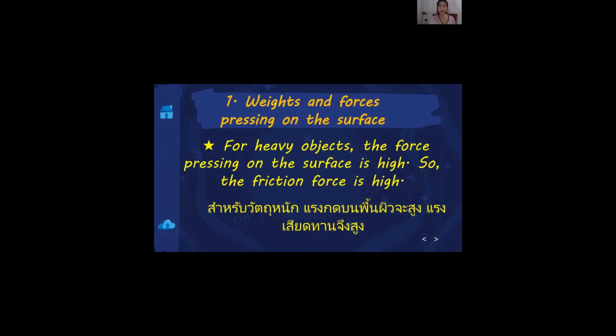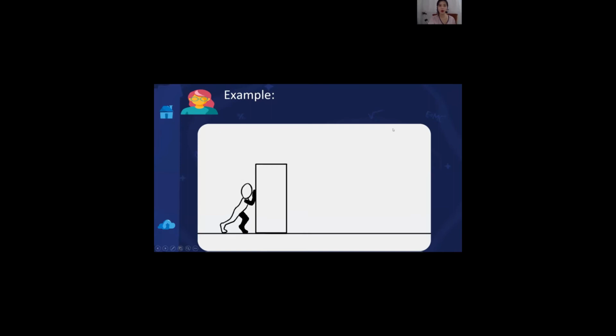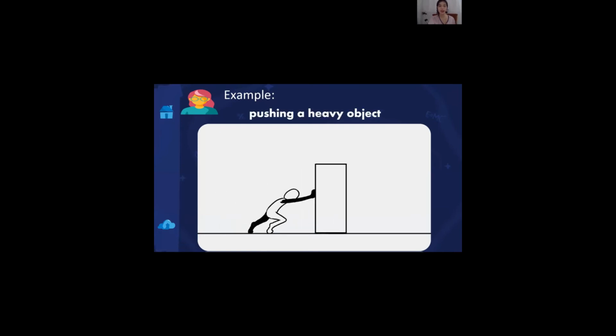Okay, I repeat, for heavy objects, the friction force is high. For example, we have this one. Pushing a heavy object. As you can see, the man can hardly push the object because it is heavy. Since the box is heavy, the friction is high. Heavy object, the friction will be high. There is a friction between the box and the floor.